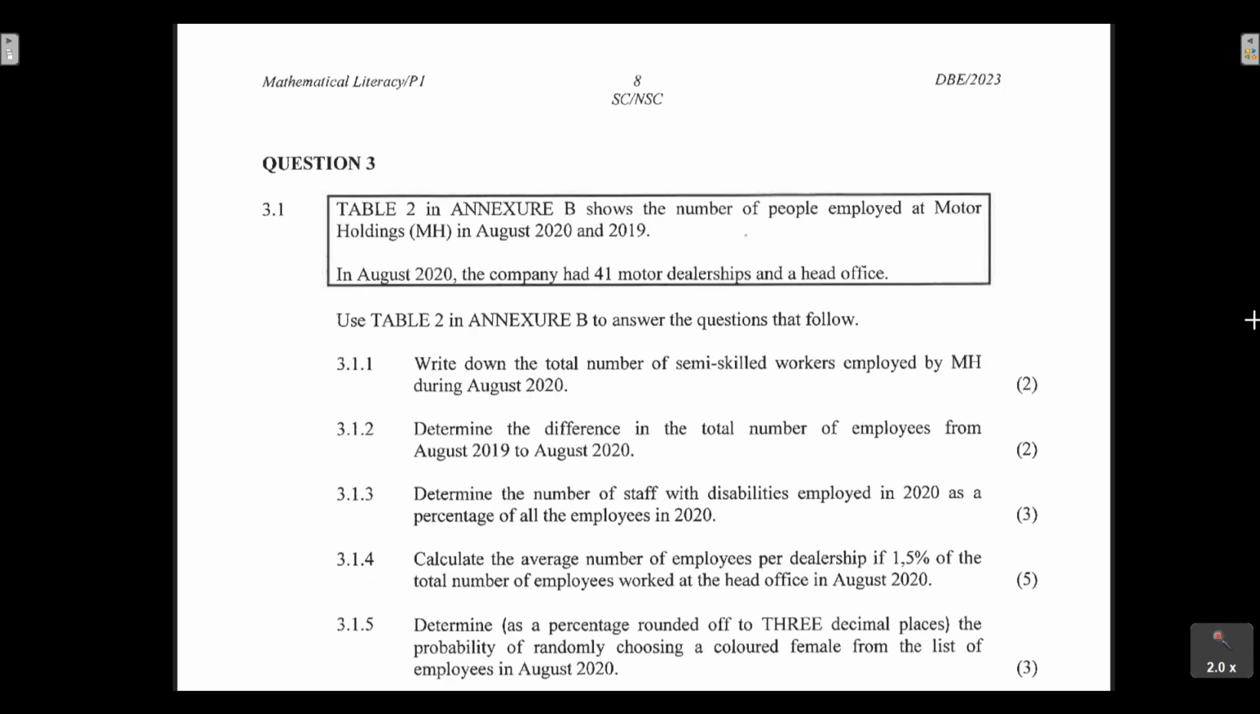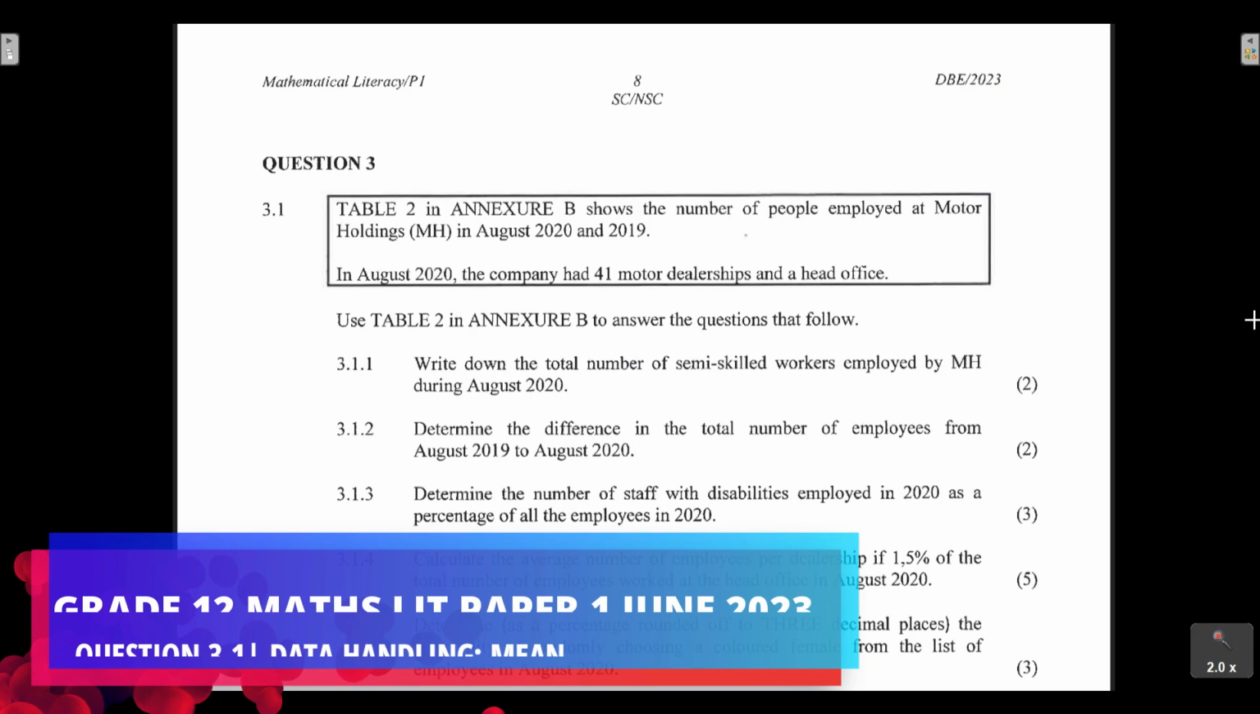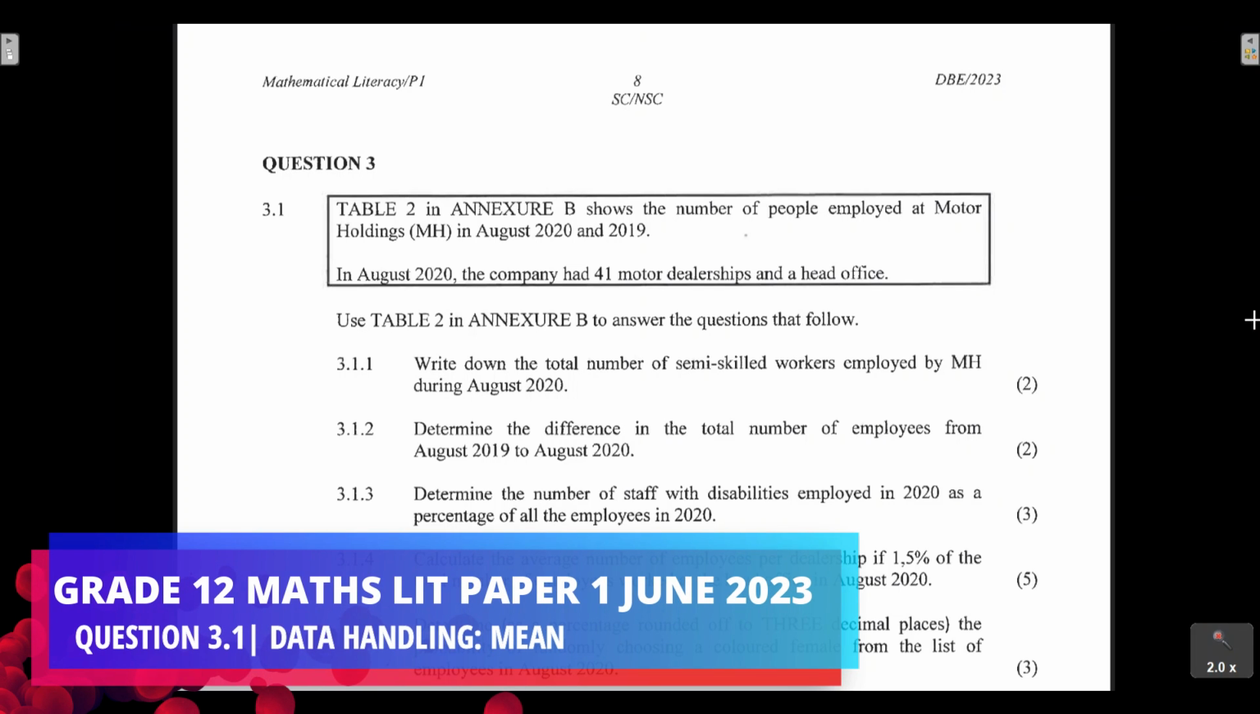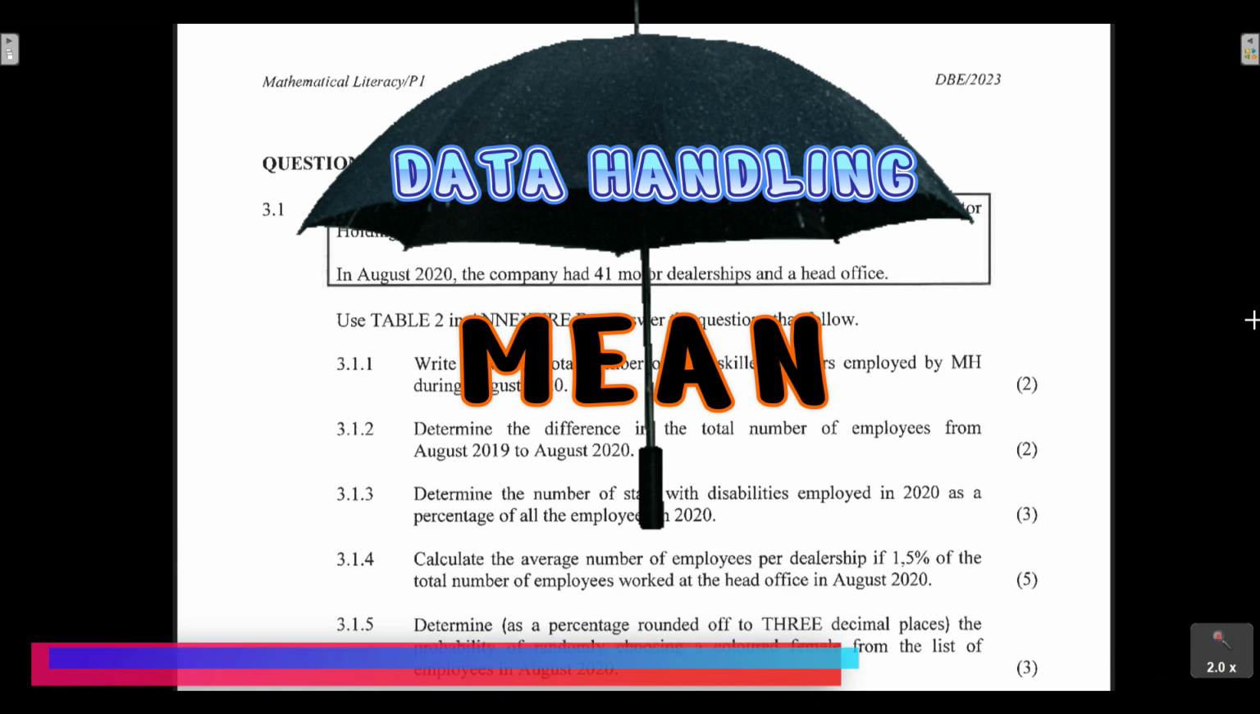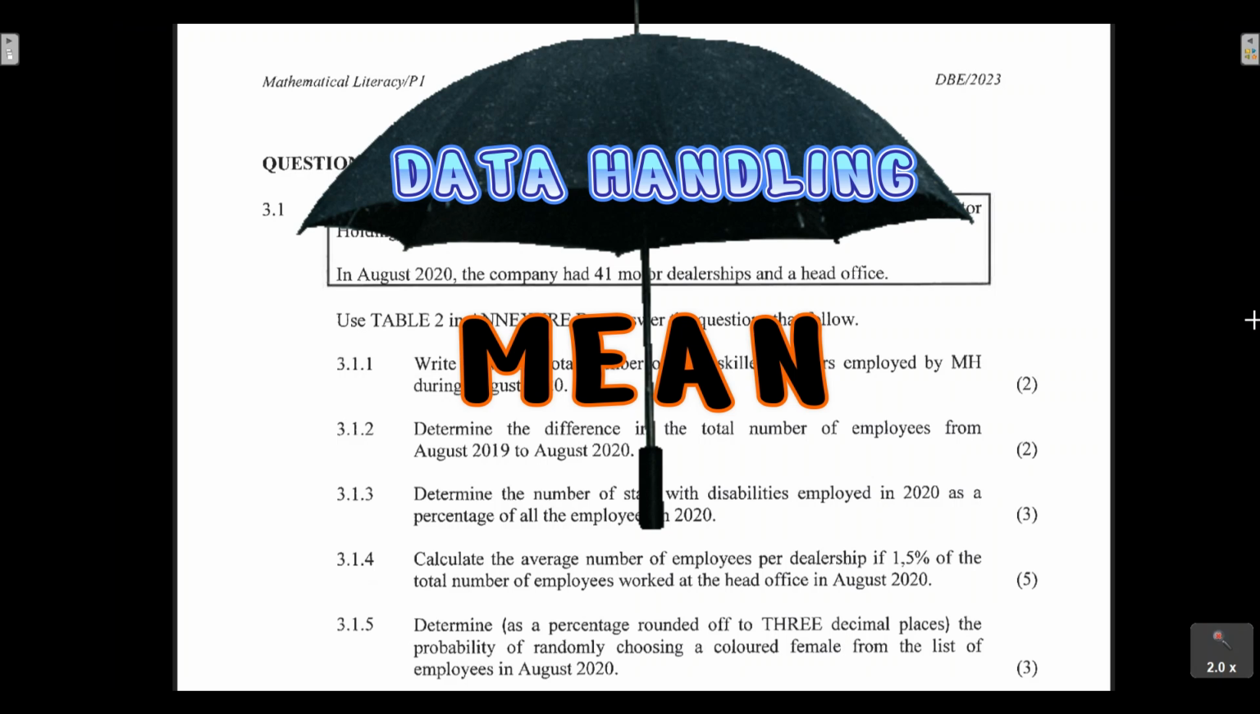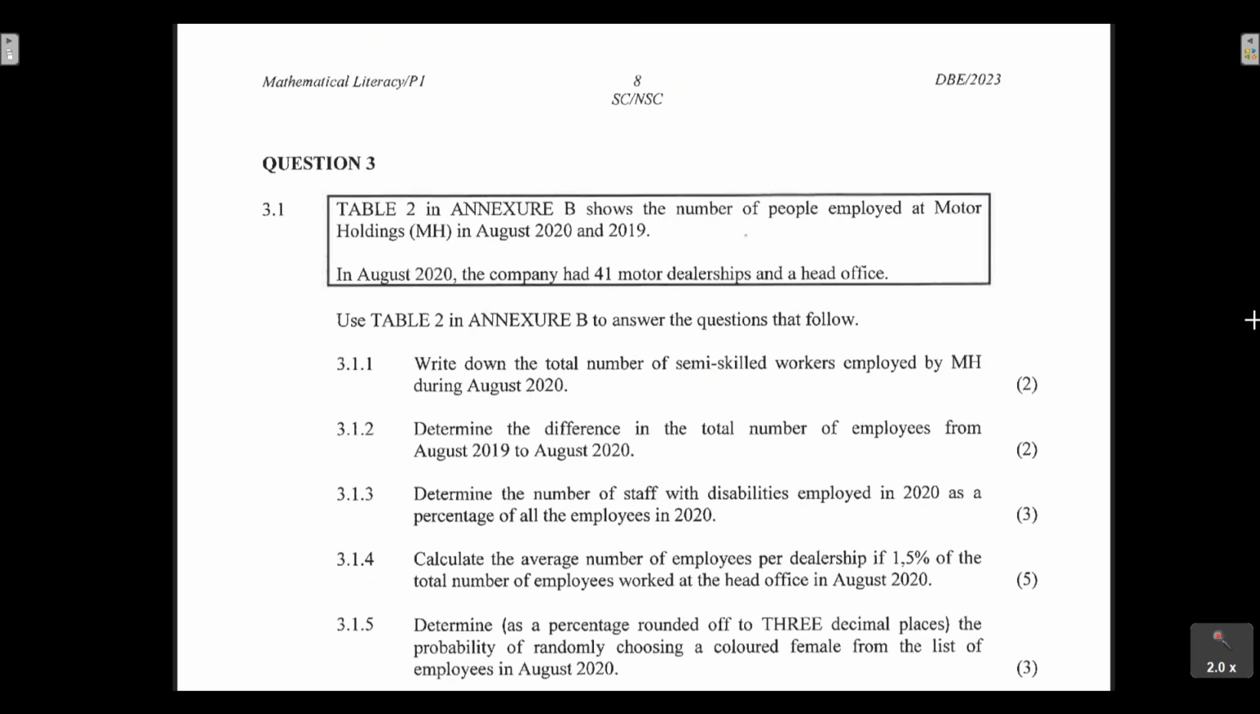On today's video tutorial, we're going to be tackling question 3.1 from the grade 12 mathematical literacy paper 1 that was written in June 2023. This question falls under the umbrella of data handling because we're going to be determining what the mean is, working with percentage, and calculating probability.